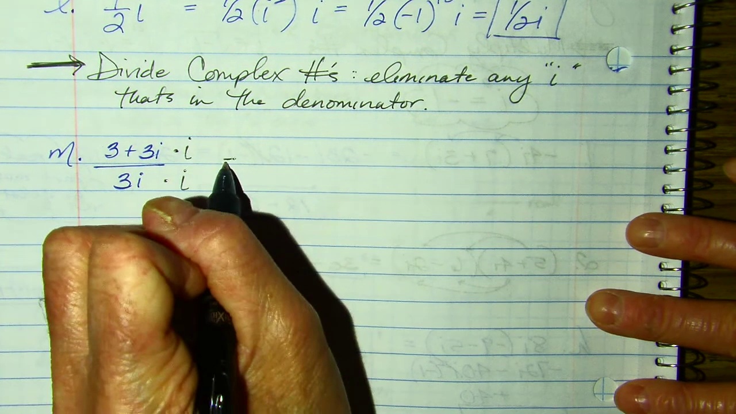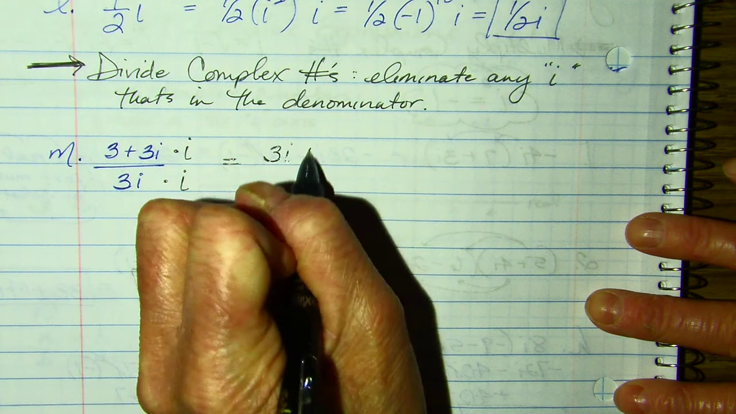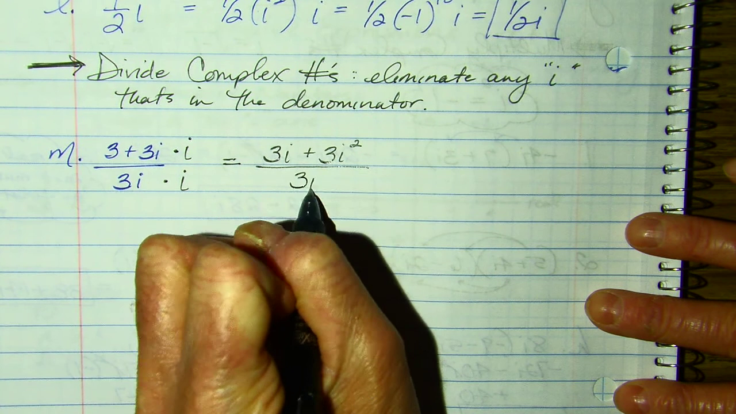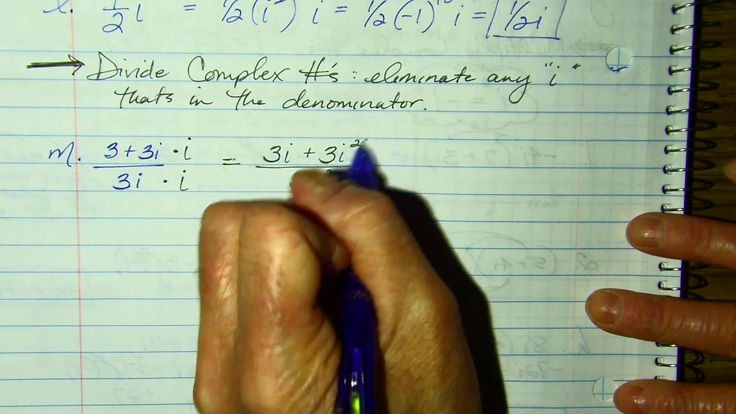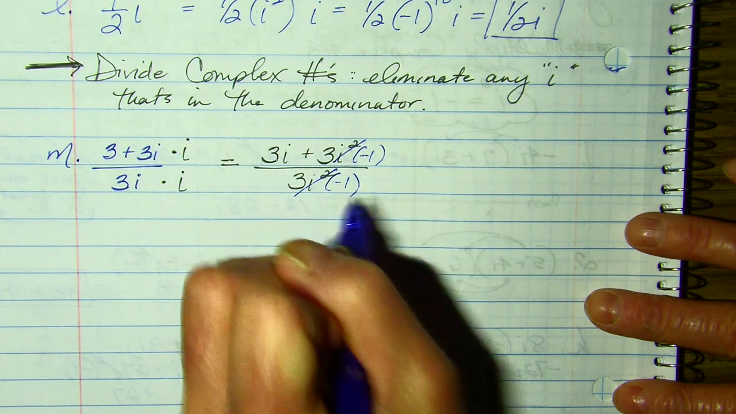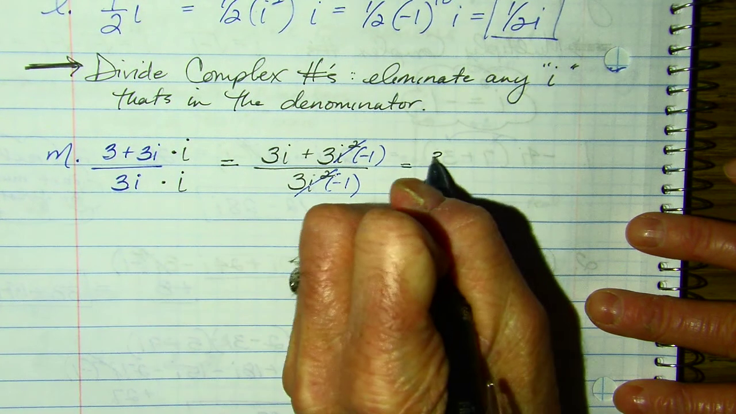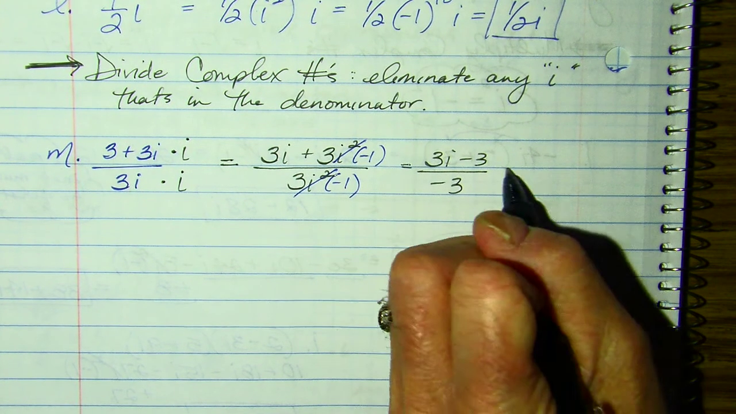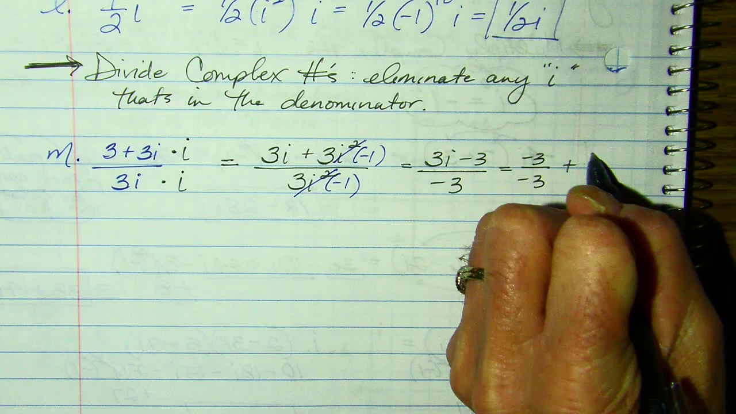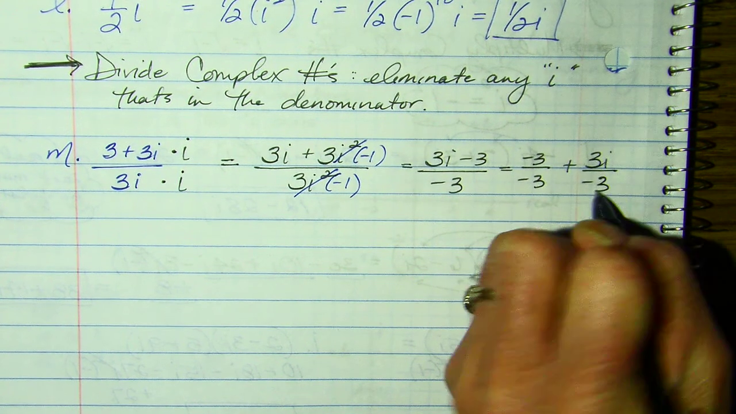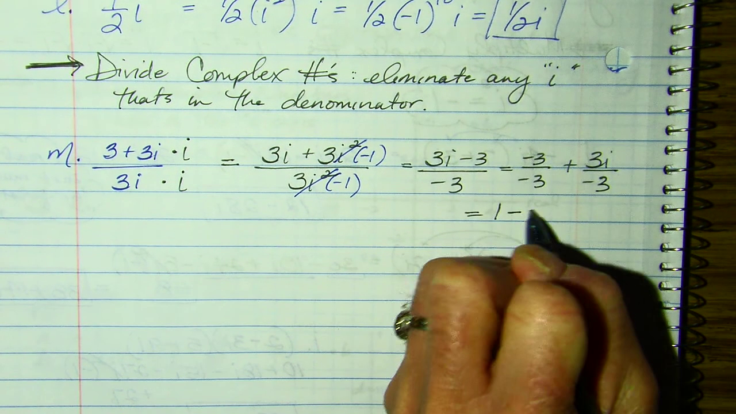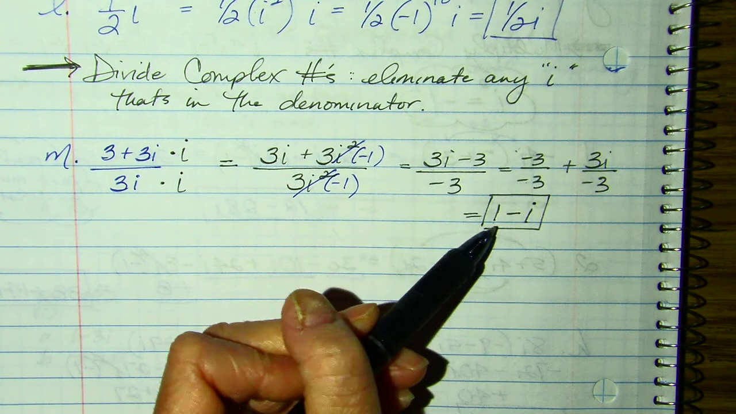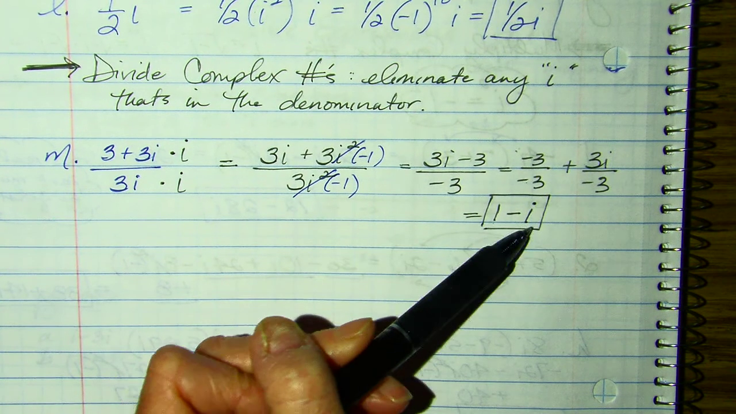And so I'm going to distribute, so 3i plus 3i squared divided by 3i times i is again 3i squared. Now I'm going to replace these with negative ones, and so I get 3i minus 3 over negative 3. And then we're going to write this in proper form. So I'm going to write the real part first. Negative 3 over negative 3 plus 3i over negative 3. So that gives me 1 minus i, right? A negative divided by a negative is a positive 1. A positive divided by a negative is a negative 1. So a negative 1i.